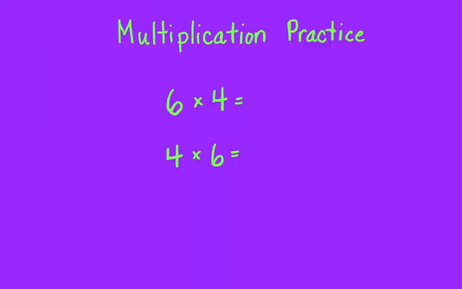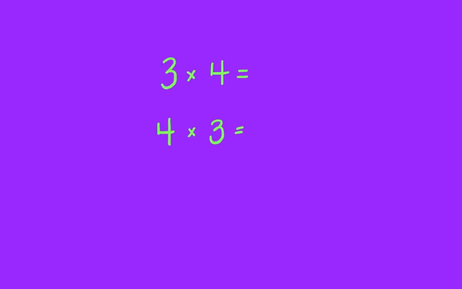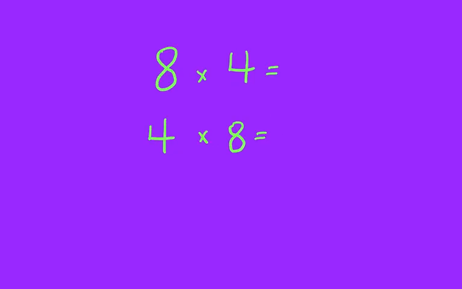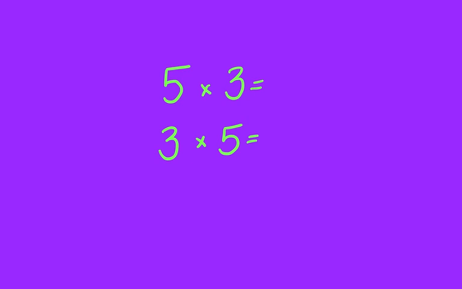Let's practice our multiplication facts. 6 times 4, or 4 times 6, the turnaround, is 24. 3 times 4, or its turnaround, 4 times 3, is 12. 8 times 4, or the turnaround 4 times 8, is 32. 5 times 3, or 3 times 5, is 15.